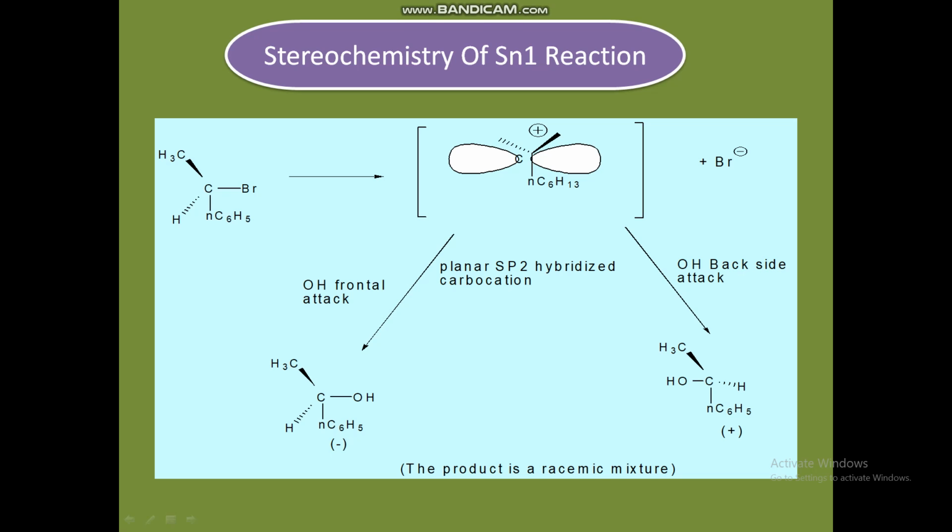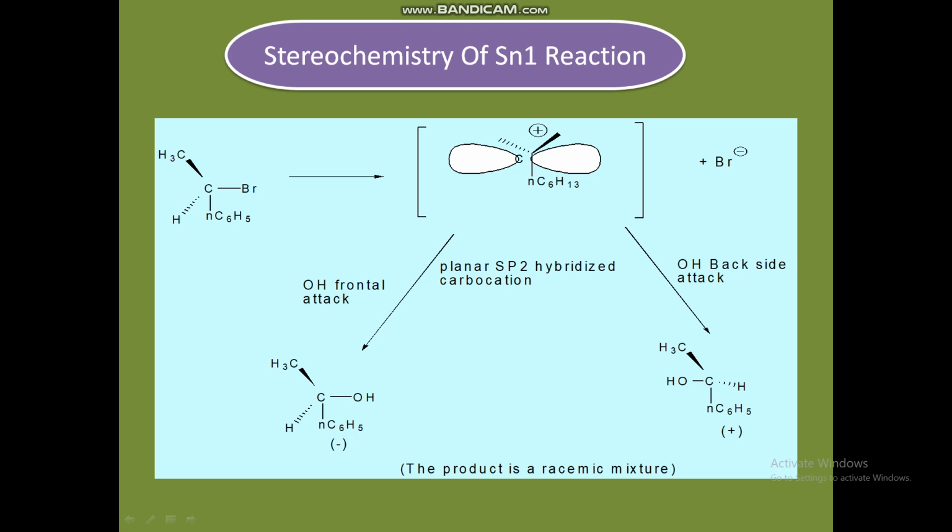In the first step, the optically active starting compound, the levorotatory (negative) 2-bromooctane, undergoes ionization to form the bromide ion and a planar 2-octyl carbocation. This is the planar 2-octyl carbocation.